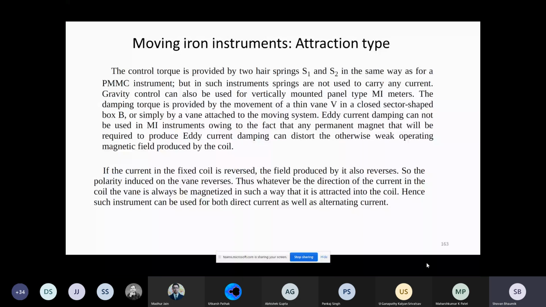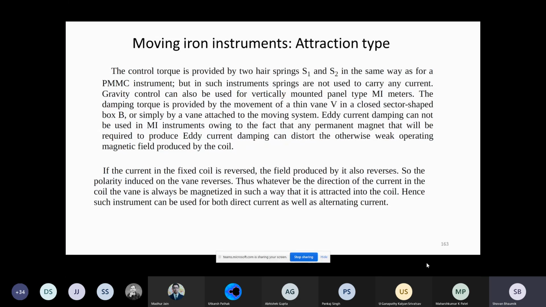Here the coil will carry the current, and the moving vein is attracted, and this vein will be on a spindle, and on the two sides of the spindle there will be two hairsprings. Once the spindle is attracted, the hairspring will provide the control torque or restoring torque, and there will be no current carrying part through the hairspring. Damping torque is provided by a thin vein or thin piston in a closed box, where only air is there, so only air friction damping is there.